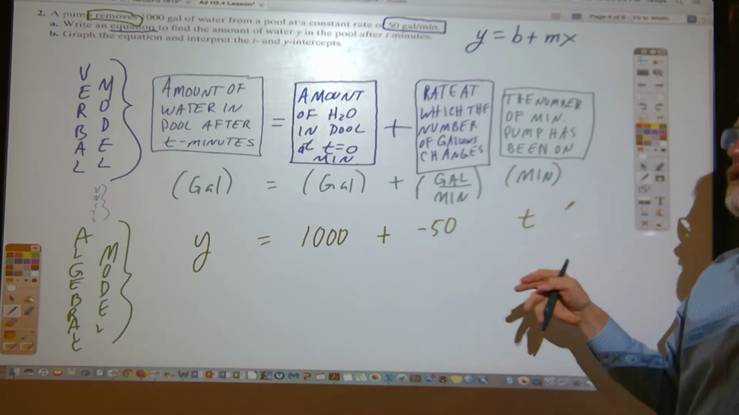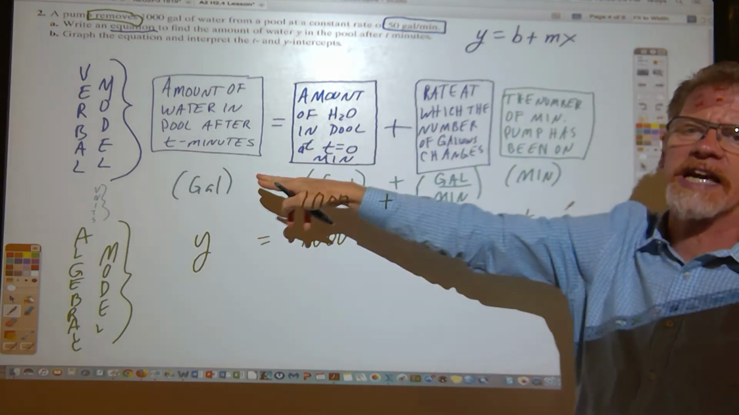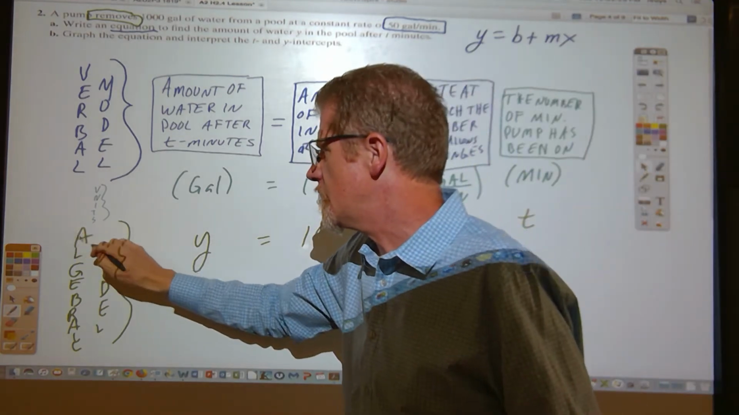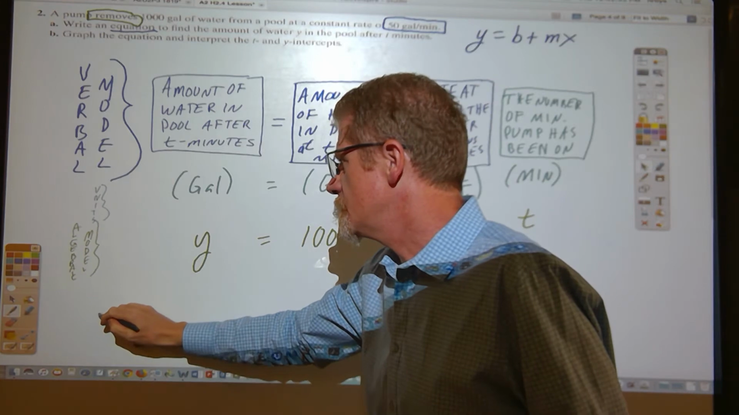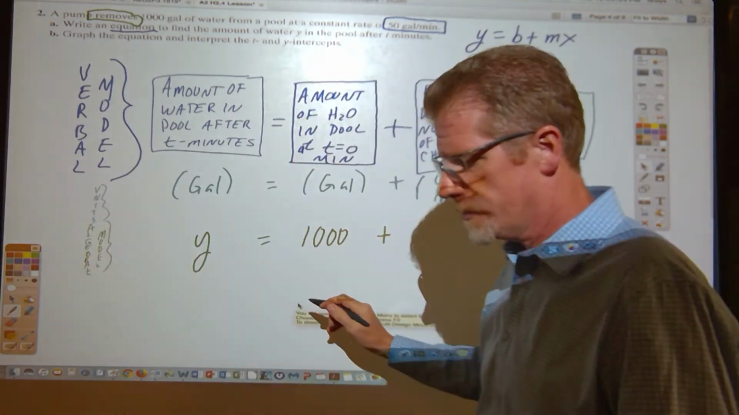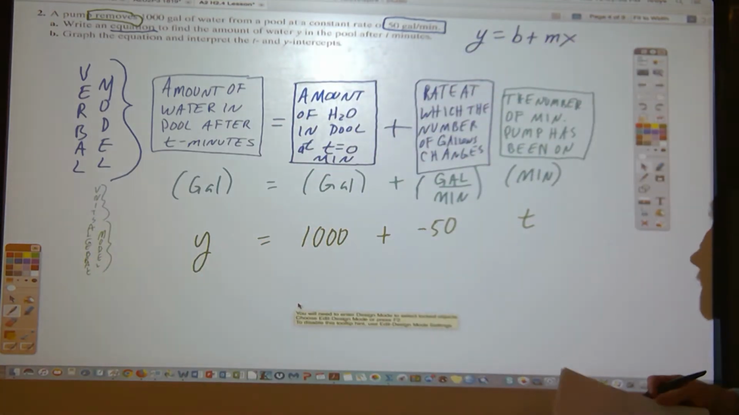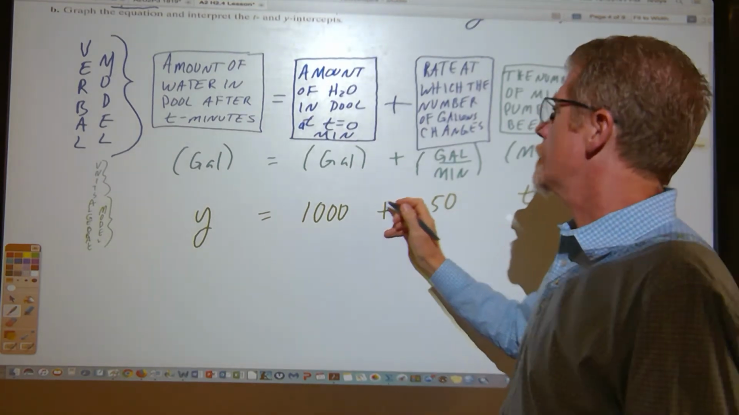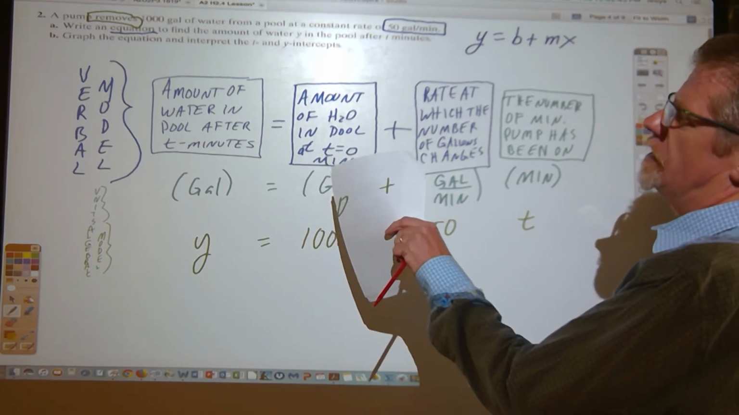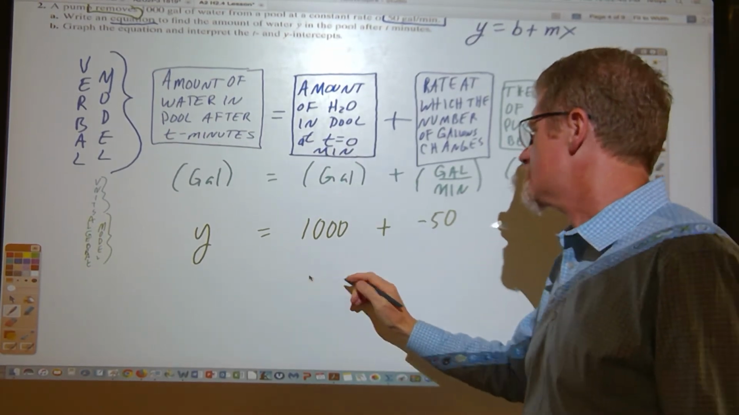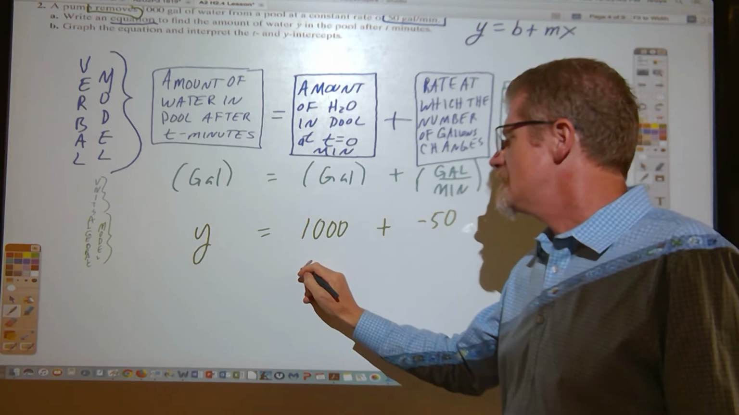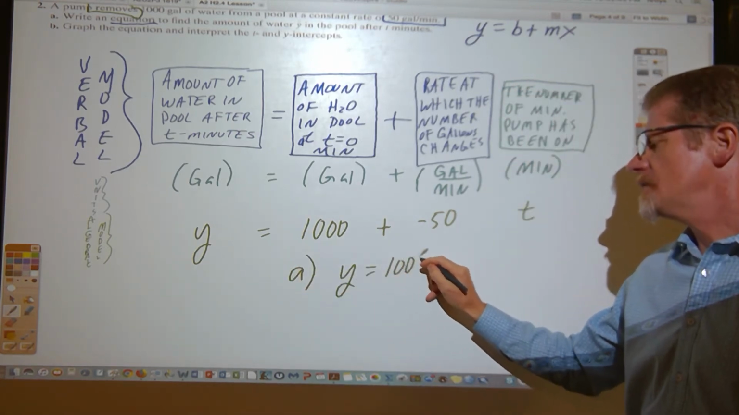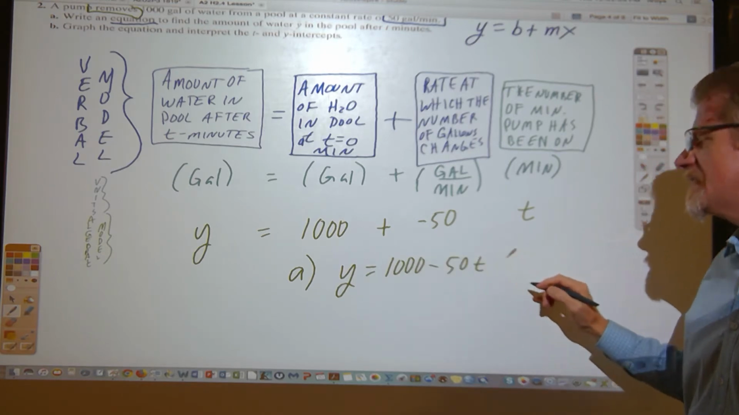It's based on an idea that is true as indicated by the unit analysis. So after the algebraic model is done, and I'm going to shrink that up a little bit, next, we can answer the question. Part A asks us for the equation to find the amount of water in the pool after T minutes. So the answer to part A is our algebraic model. It is Y equals 1,000 minus 50T.